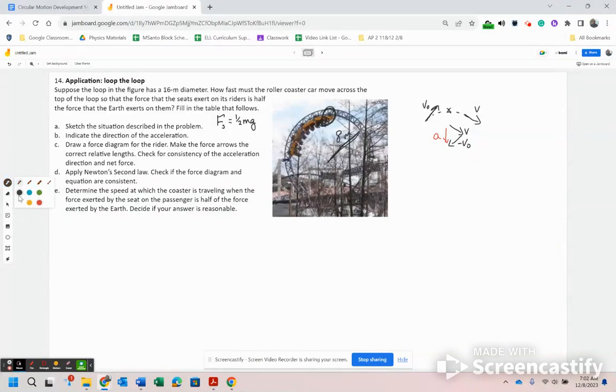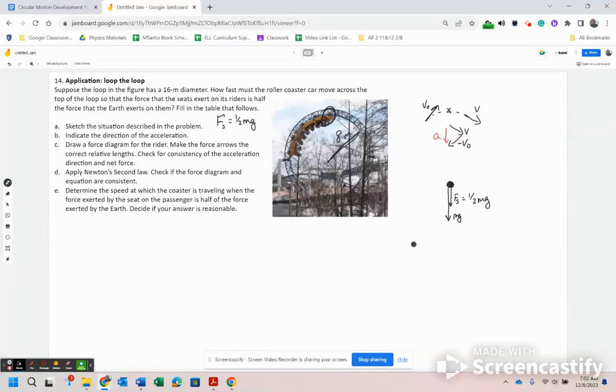So now if we're looking at the person upside down in the roller coaster, we know that the seat is going to push them down. And we know that the earth is pulling them down. And in this case, we know that the seat's force is going to be 1/2 that of the earth. Okay, so our force diagram would look like this.